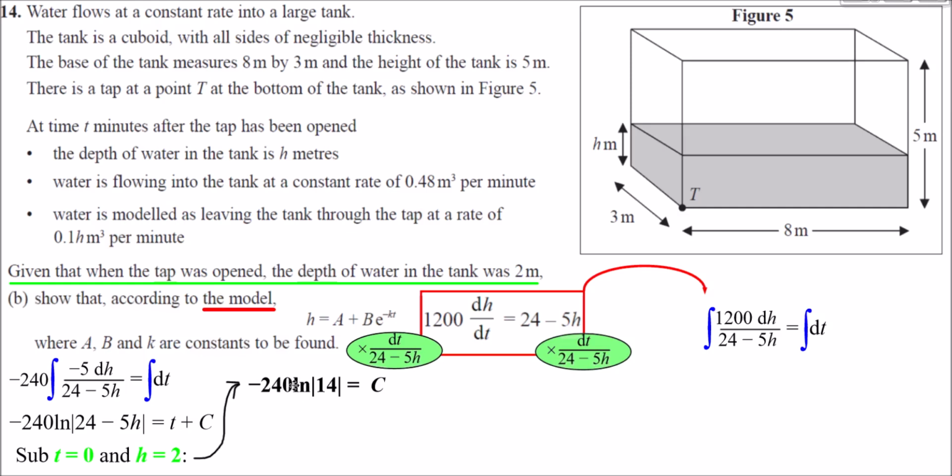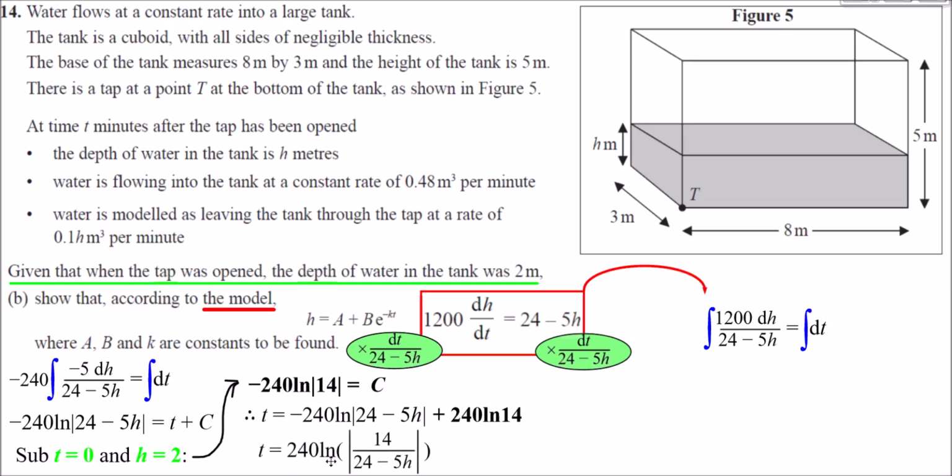So if I were to add 240 ln 14 onto both sides of this equation to get t as the subject, essentially t must equal this. T must equal minus 240 ln mod 24 minus 5h plus 240 ln 14. If I now factorise out this 240, I get that t equals 240 ln of 14 all over 24 minus 5h, just using laws of logs here. One log minus another log is the same as log of that one thing divided by log of the other.